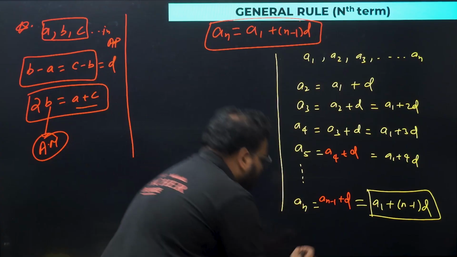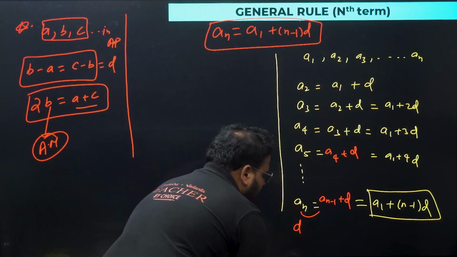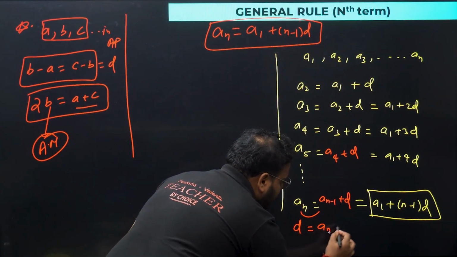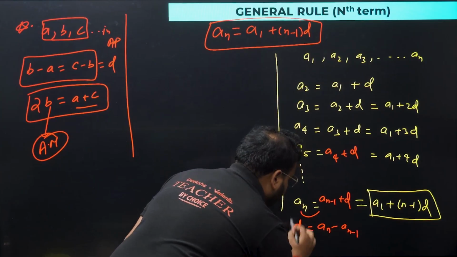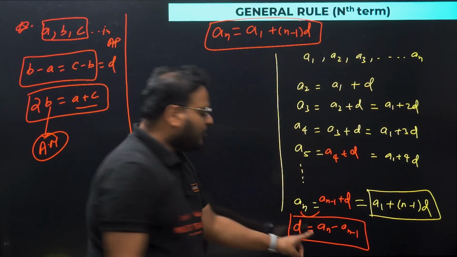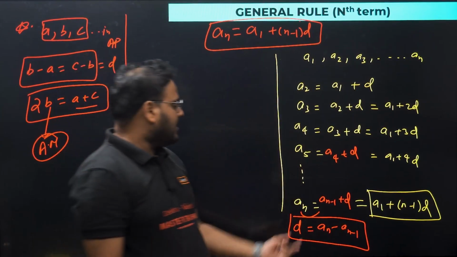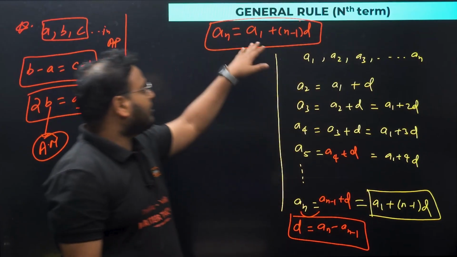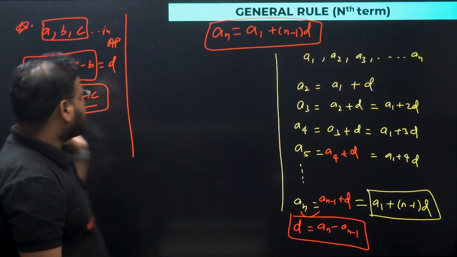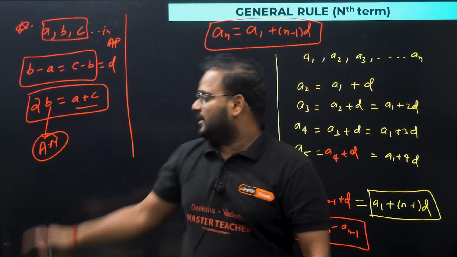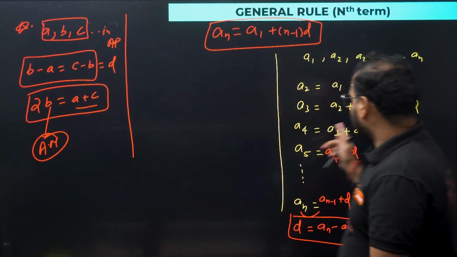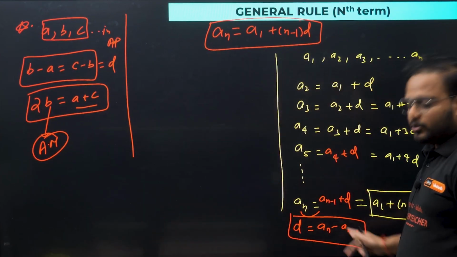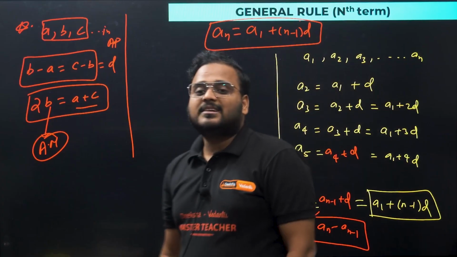From here also we get a formula: if we use these two, we get d equals a n minus a of n minus 1. So this is the actual formula of the common difference d, which is a n minus a n minus 1, and that is the general rule that I have written already over here. So I hope this is all clear about the arithmetic mean, about how we get the derivation of the general rule, and also the common difference. Is it clear or not?